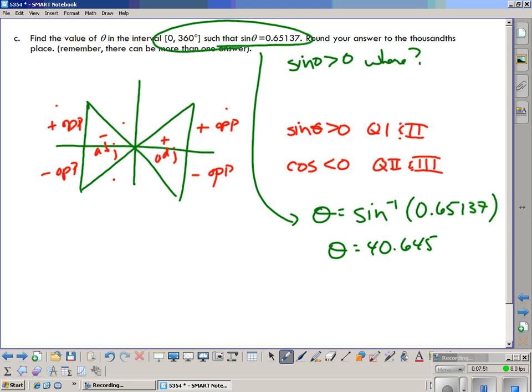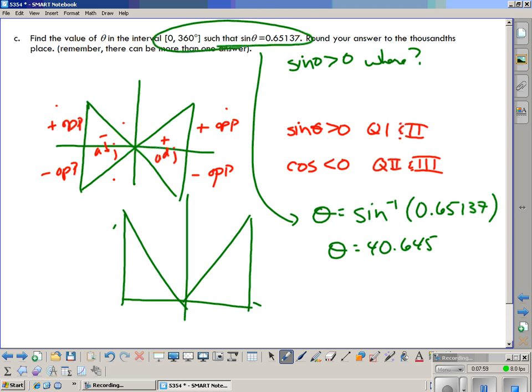All right, so sine is positive in quadrants 1 and 2. Here's quadrant 1, here's quadrant 2, x-axis, y-axis. So this is going to be 40.645 degrees. That means that in quadrant 2, you're going to get the same thing mirrored over. It's going to be mirror images into the other quadrant that you're talking about.